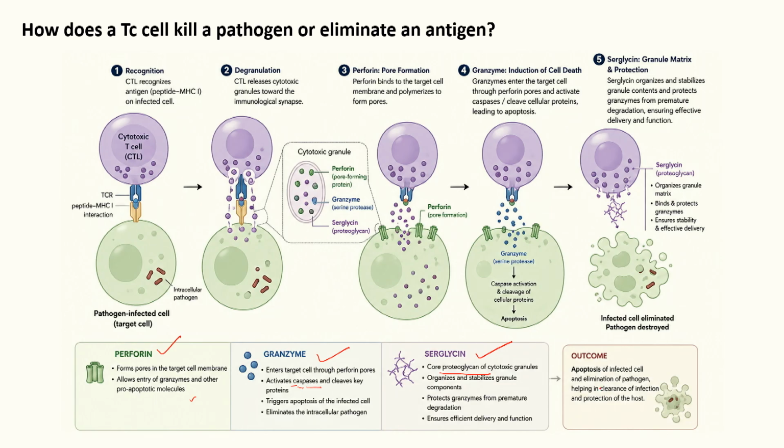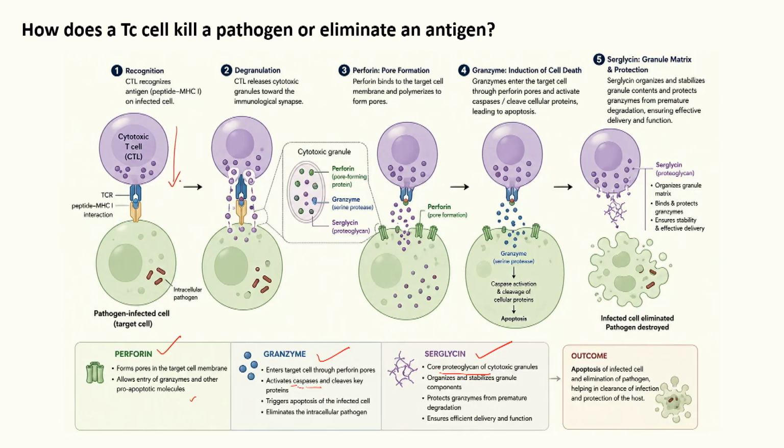So let's try to understand how perforin, serglycin and granzyme do the function. First the CTL, the cytotoxic T lymphocyte, identifies the pathogen infected cell. These cells express MHC1 loaded peptide, which comes to the site where cytotoxic T cells are present. They can start secreting a lot of granules such as perforin, and this perforin can go into the antigen presenting cell and make a small pore like structure, and this pore can allow these granules to enter inside the cell.